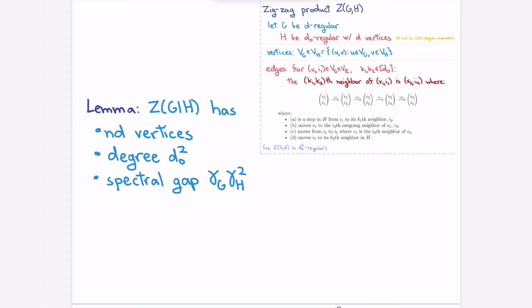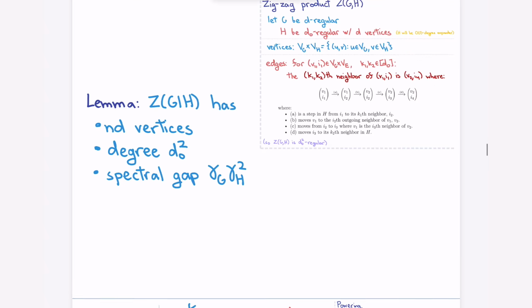Now the spectral gap's always between 0 and 1. So the spectral gap does go down. We want the spectral gap to get bigger and bigger, but it does go down. But insofar as H is an expander, you're hoping that gamma H is closer and closer to 1, so it doesn't go down by too much. So you're able to reset the degree. You add a few more vertices, and you lose a little bit on the spectral gap. But you fix the degrees.